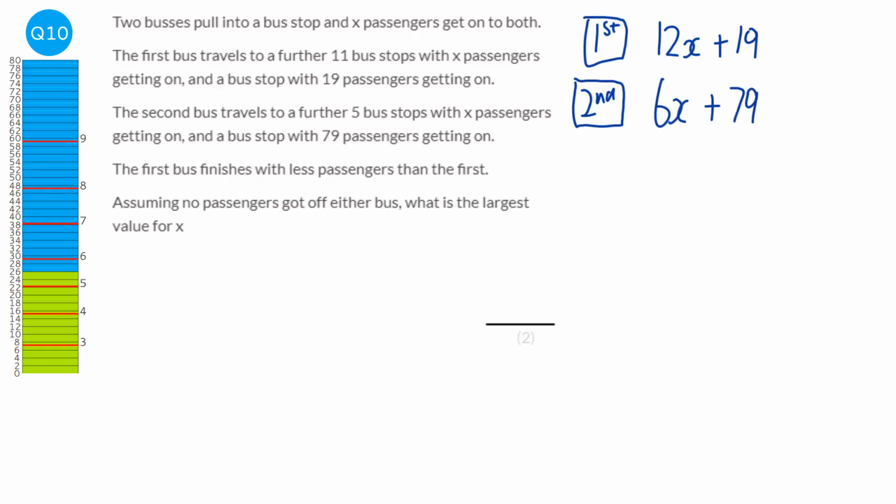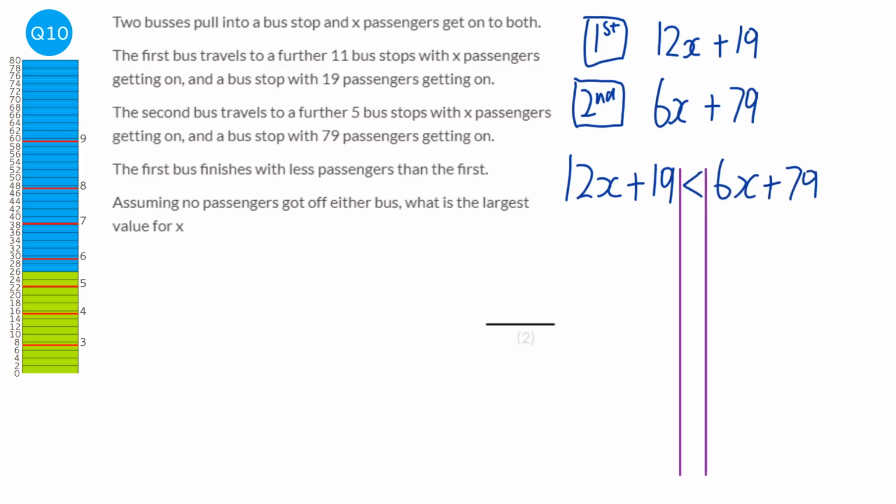And it says the first bus finishes with less passengers than the second. So the first bus finishes with less. And the way we show that is with this inequality here. Now all we need to do is solve that inequality. And we've got x on both sides, so we look at the x's. We've got 12x and 6x, so we always take away the smaller amount. So we're going to take away the 6x both sides. And next thing we're going to do is take away the 19 from both sides.